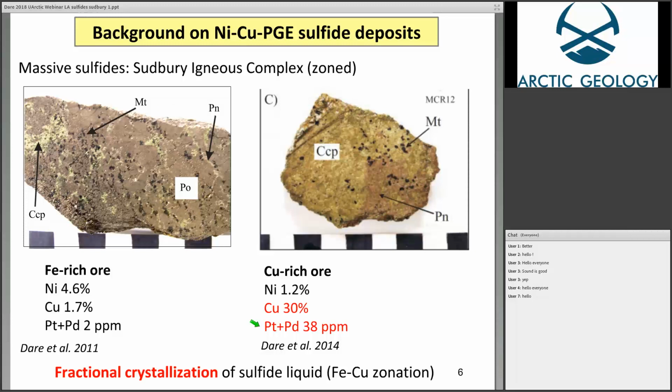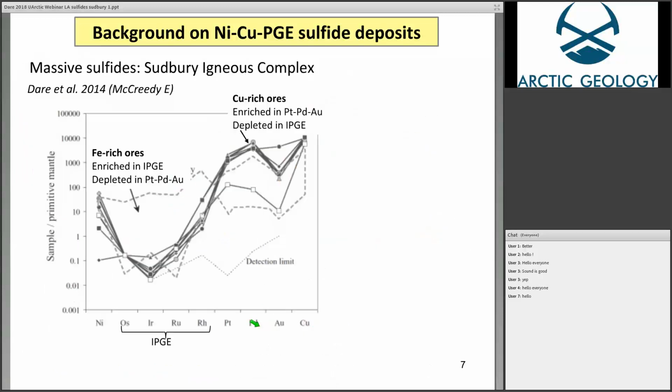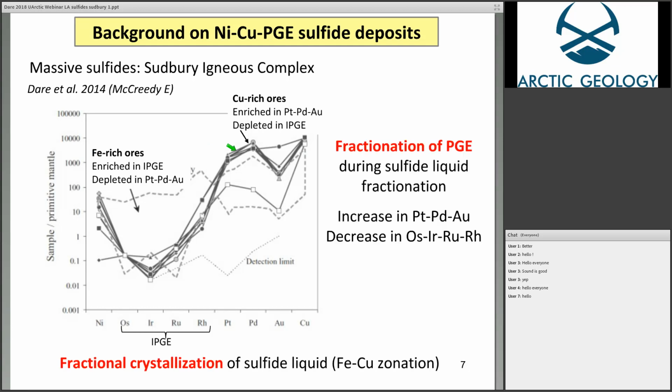So this is now telling us how the platinum group elements behave during sulfide fractionation, that there is a difference between these two ore zones. And so if we look at now a whole rock assay from Sudbury, for example, we plot it against the classic diagram of your nickel, your platinum group elements, finished by copper, normalized to primitive mantle. You can see that here the iron-rich ores are this white field, and the copper-rich ores are the actual lines of data here.